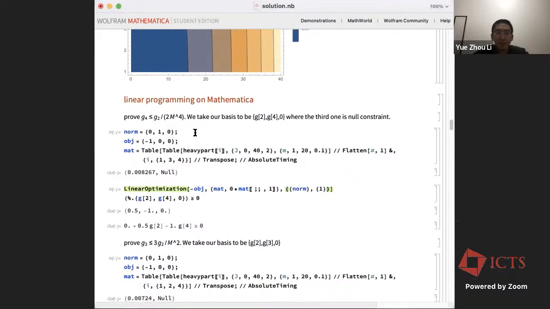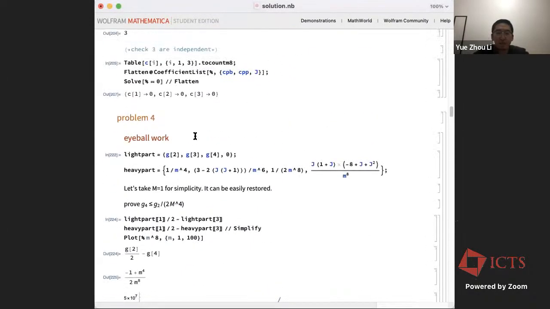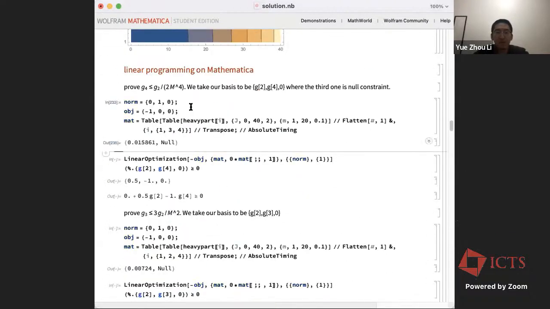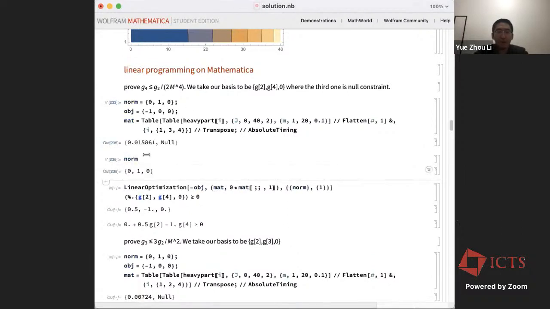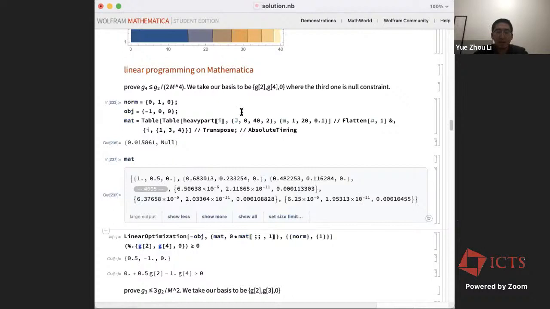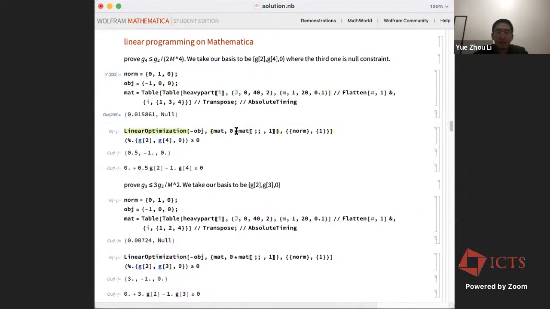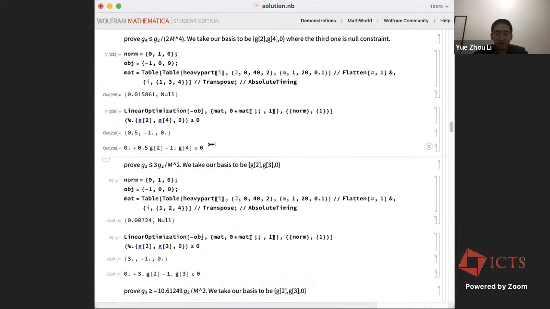So we can do this game again and again. For example, let's just make sure I do it right. Just to show you, for this thing we have norm, we have OBJ, and we have mat. This is how mat looks. You sample different J, but of course you have to truncate it, otherwise you have to go to infinity, but it's not necessary. You can truncate it to 20, which is good enough, but let's just take 40. And you can of course sample M. And you use this linear optimization code and you can obtain the answer.